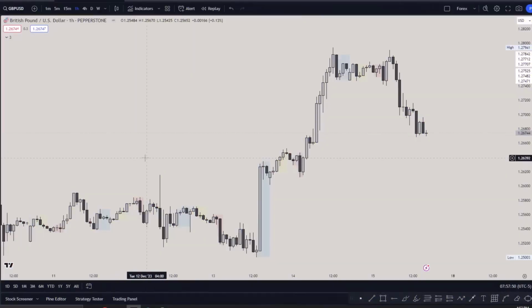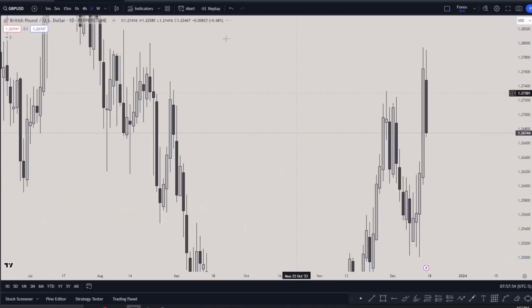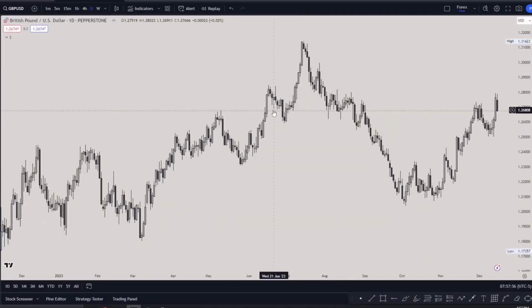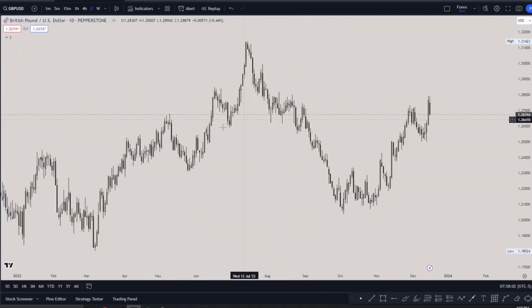Now, the first thing that we're going to do, in order to find the daily bias, is switch to the daily time frame. That's the first step. And this works on any market. So, for example, we're taking a look at the British pound and the US dollar, GBP USD. We're going to be using the daily time frame.